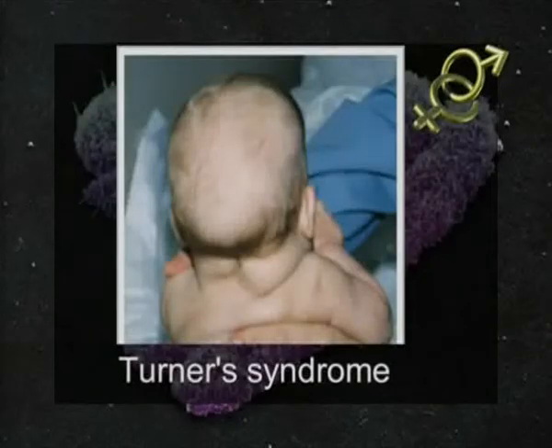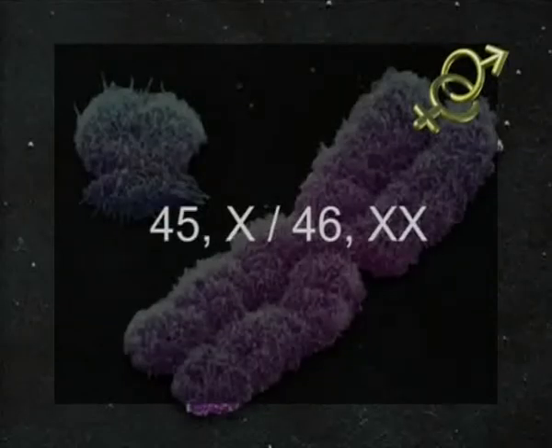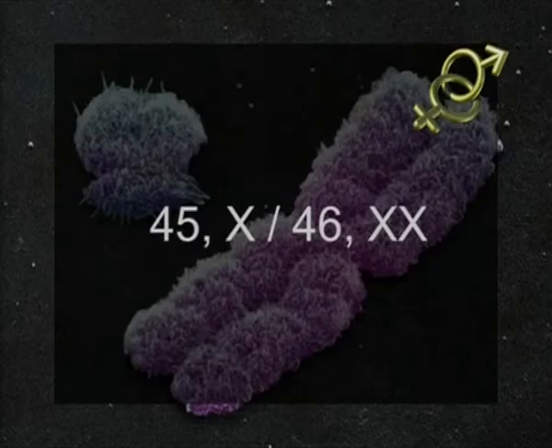Turner syndrome can also occur if one of the sex chromosomes is partially missing or rearranged rather than completely missing. Some women with Turner syndrome have a chromosomal change in only some of their cells. These cases are called Turner syndrome mosaics. For example, 45X or 46XX.